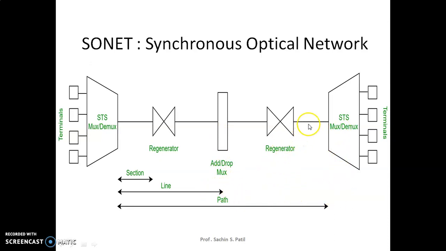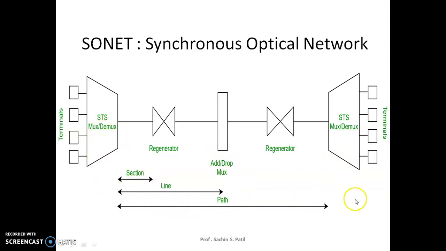Okay, and this is a section connection, a connection between two neighboring devices. This is also a section connection, between the regenerator and the add drop multiplexer. This again is a section connection, and this also is a section connection. This is a line connection between two multiplexers. This is also a line connection. And what is a path connection between the two entities?